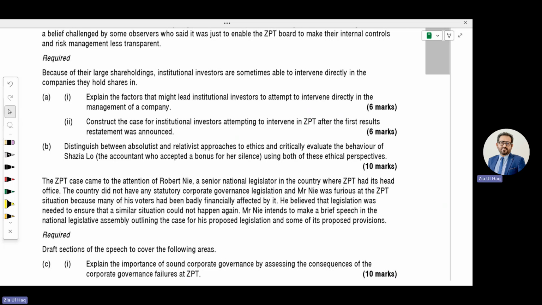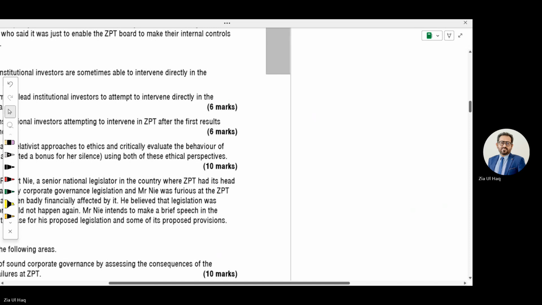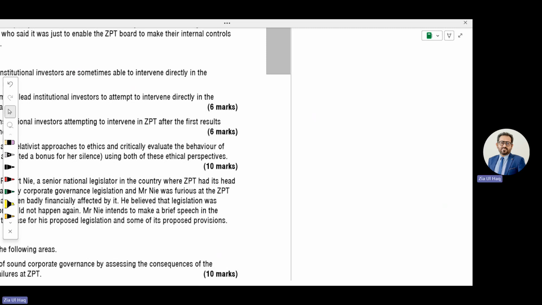So before moving to this question, ZPT, let's discuss a big corporate scandal in the accountancy and auditing industry. That is the Enron scandal. Have you heard about the Enron scandal?